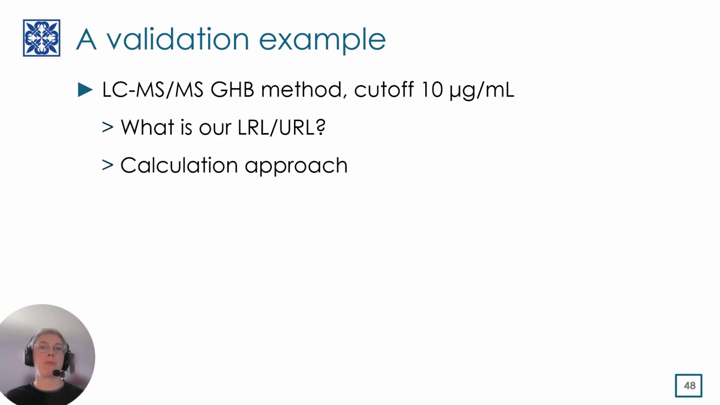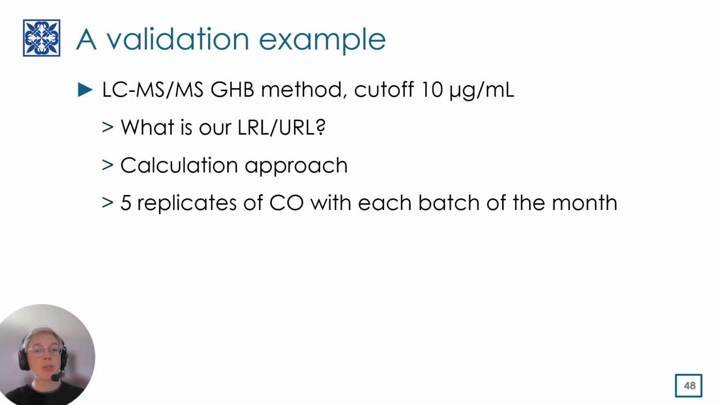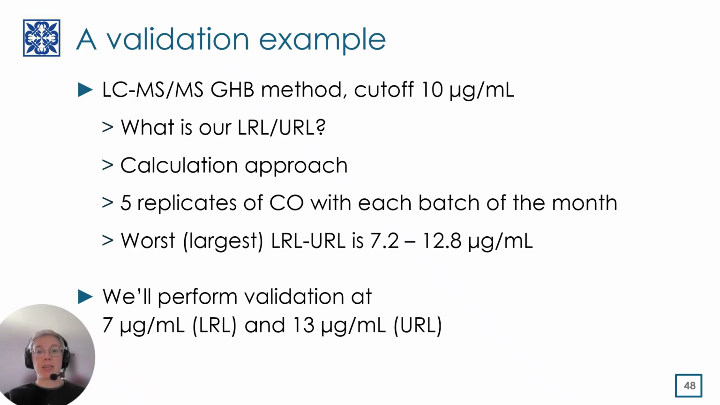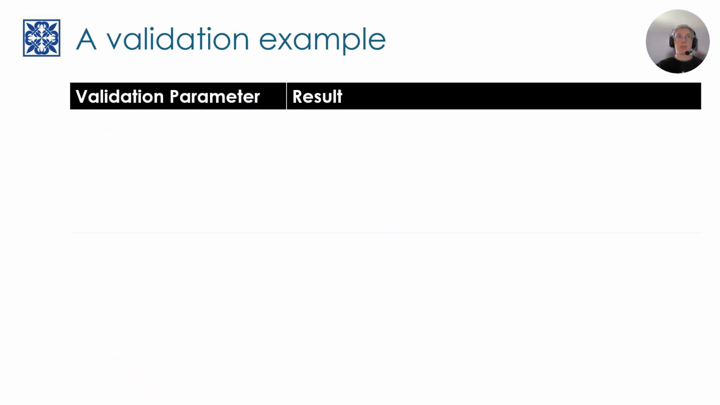It doesn't ask a lot of us after all. We just run about 5 replicates of the cutoff each time we do a development experiment during this month. And the rest is just calculations. And so we do that, and our worst evaluation throughout this period is 7.2 to 12.8 micrograms per milliliter. So let's say plus or minus 30%, 7 to 13 micrograms per milliliter to make things easier. Okay, good. So let's perform validation at these concentrations.